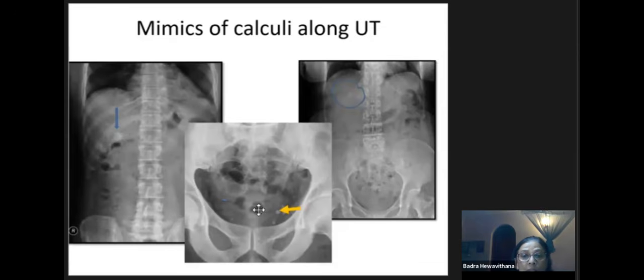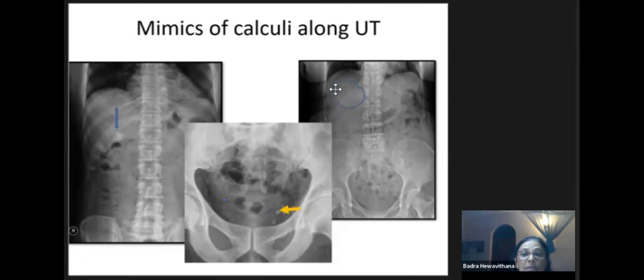And what about this one, the yellow arrow? I think for the last couple of decades, I have been putting the medical students into this. These are phlebolith. They are below the ischial spine, nice and rounded, and even the tiniest phlebolith, you can see the central translucency. So don't request CT for these phleboliths. You can diagnose phleboliths now, I suppose.